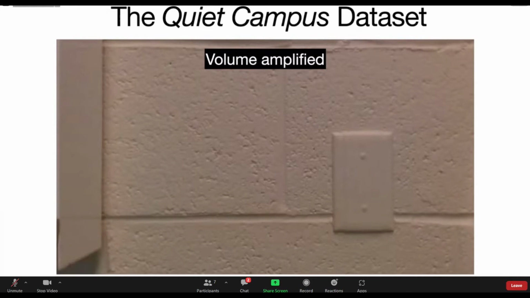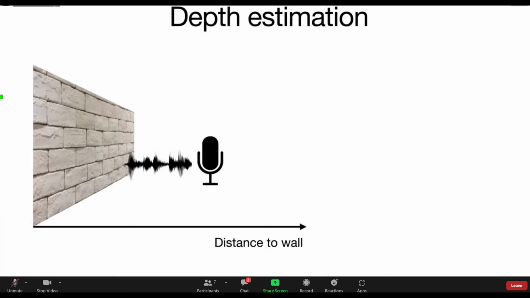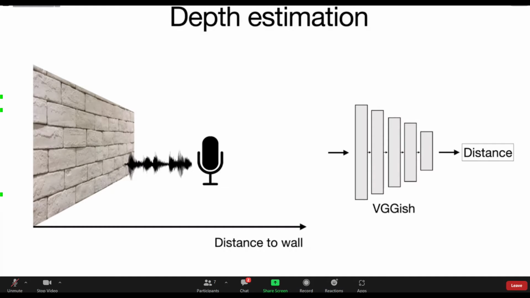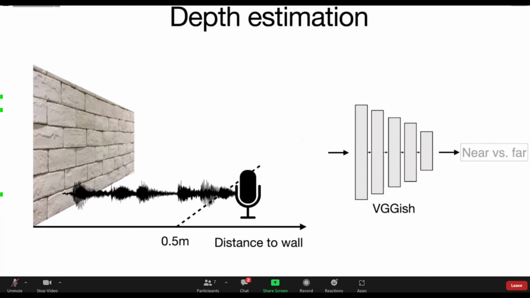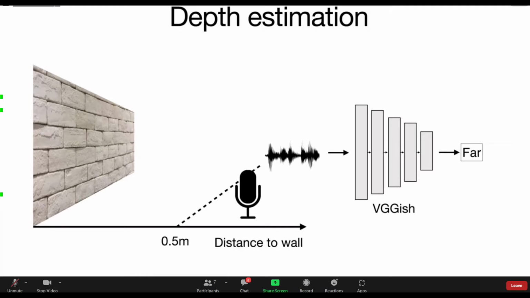After collecting the data, we wanted to see whether we could estimate distance to the wall. This is what we did. We tried to regress the distance to the wall using a standard network called VGGish. In the paper, we formulate this regression problem in several different ways. Here, we just show one of them, which formulates it as a classification task, and we let the network decide whether the recorded audio is near or far from the wall. We define near as within half a meter.